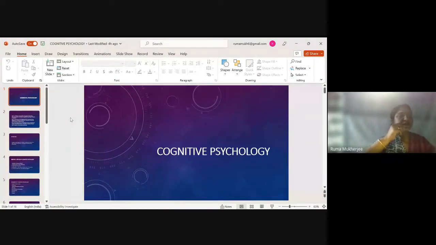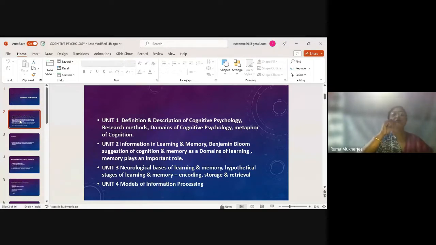So I'm starting with Unit 1 of, as you all know, MPC 001. This is the first paper. It covers mainly cognitive psychology, learning and memory. Cognitive psychology mainly consists of 4 units. Unit 1 is the definition and description of what cognitive psychology is, and it also covers the methods, the domains of cognitive psychology and the metaphor of cognition.